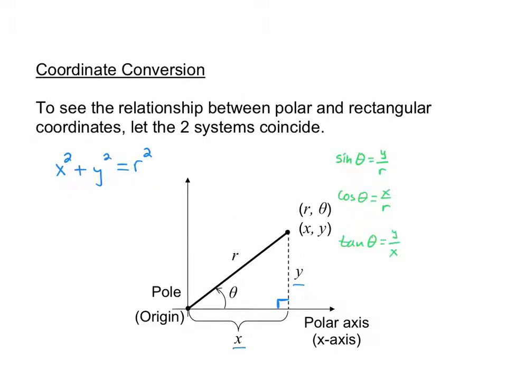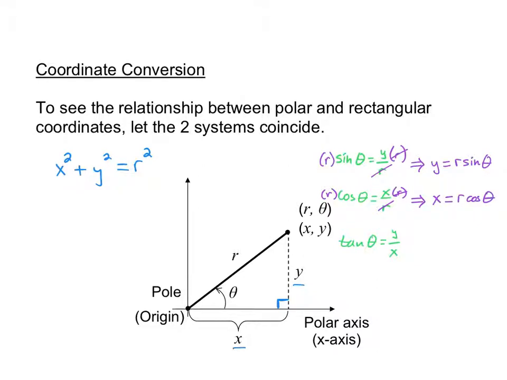Now I'm going to do one thing here. I'm going to take these two top equations. I'm going to multiply both sides by r so that the r's cancel, and I get y equals r times the sine of theta. And I'm going to do the same thing here to clear the fractions so that I can solve for x, and I get x equals r cosine theta.